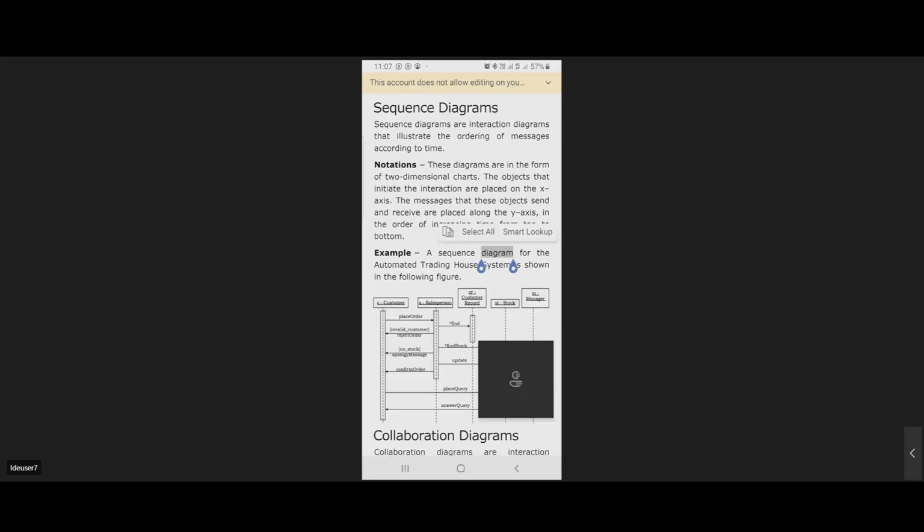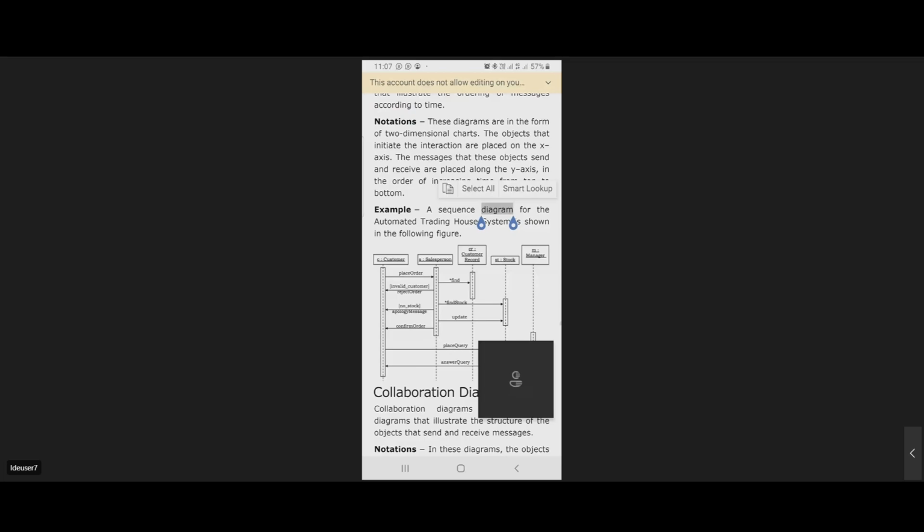Which are interaction diagrams that illustrate the ordering of messages according to time. The notation: the diagrams are in the form of two-dimensional charts. The objects that initiate the interaction are placed on the x-axis. The messages that these objects send and receive are placed along the y-axis in the order of increasing time from top to bottom. This example shows the automated trading house system.